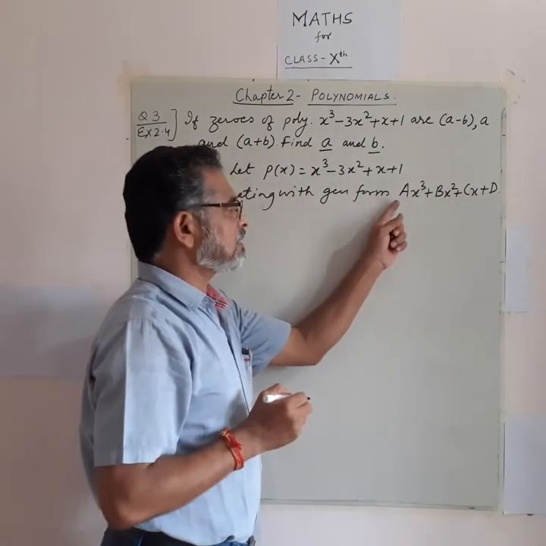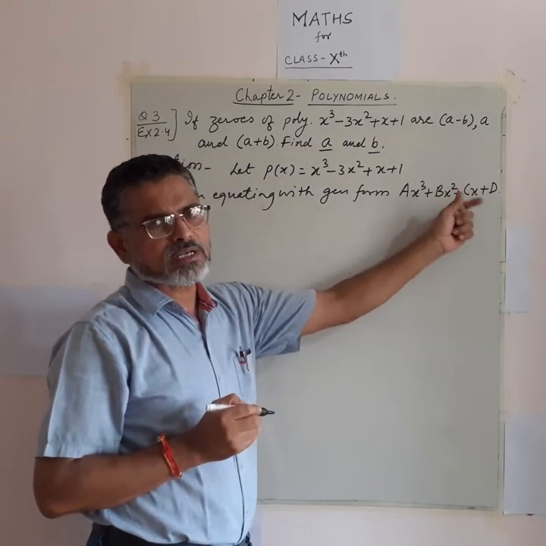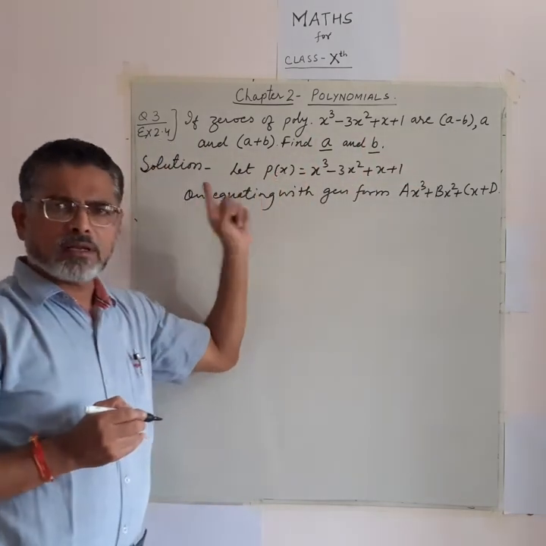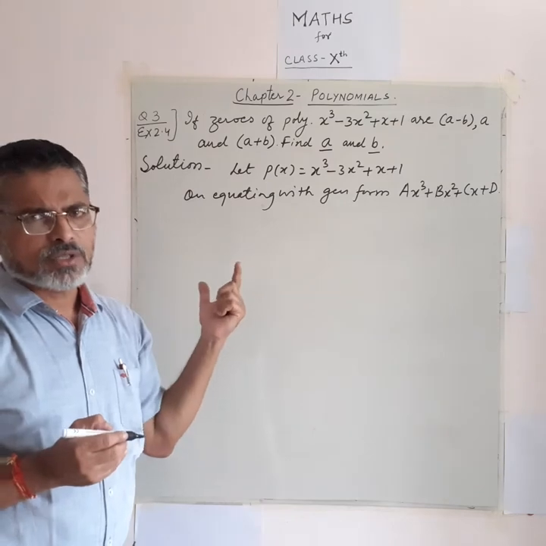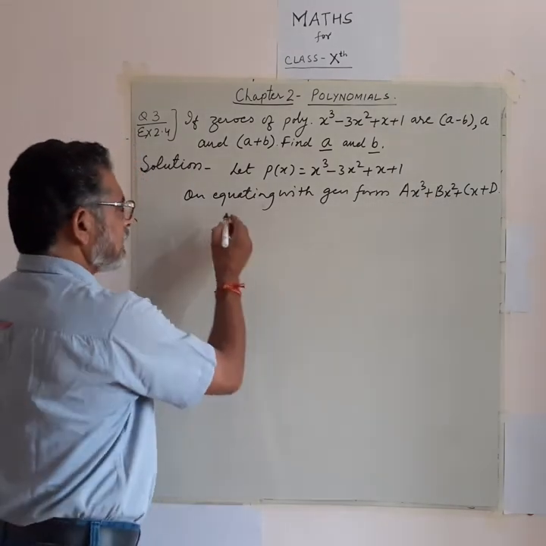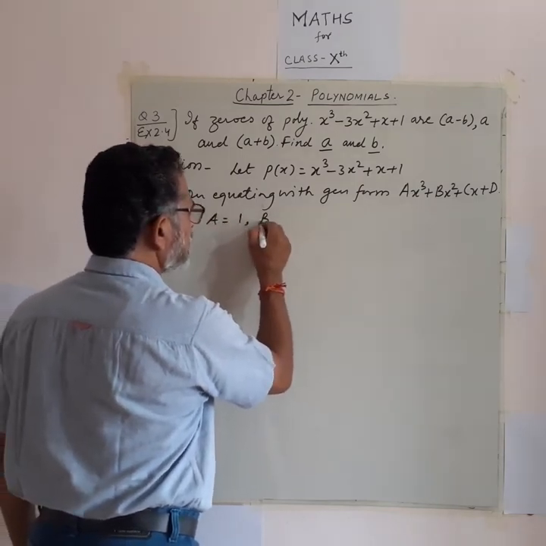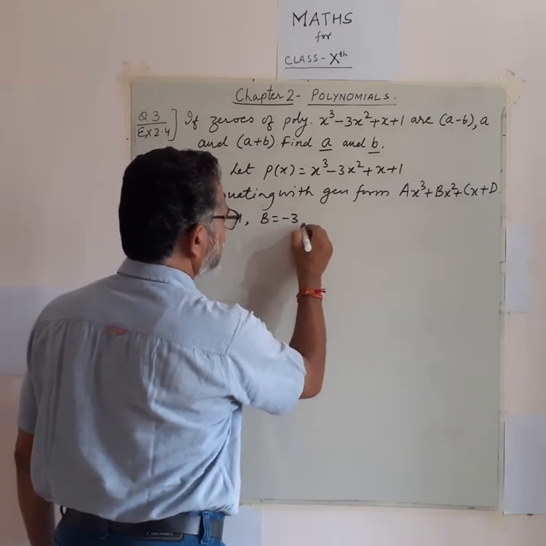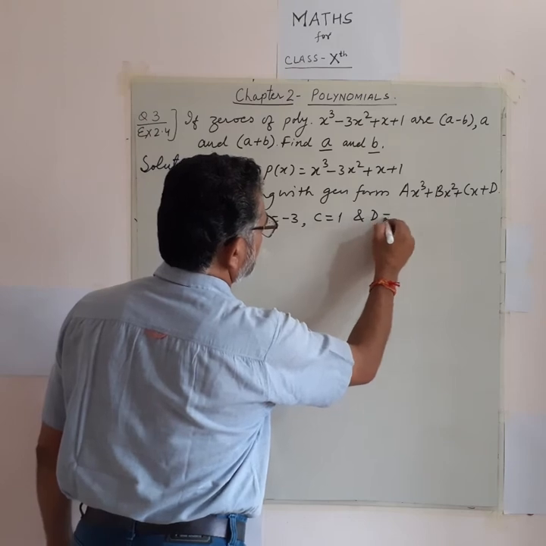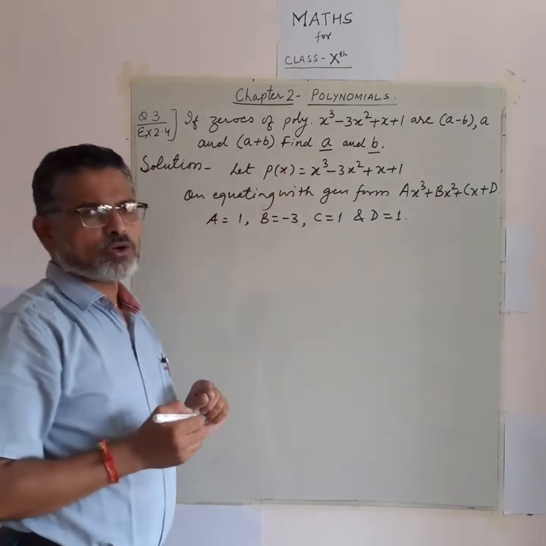Here we take capital letters, capital A, capital B, capital C and capital D, as the coefficients, because in the question a and b are given as zeros. So to make a difference between these, the coefficient A of x cube is 1, B is minus 3, C is 1 and capital D is 1. So we get the coefficients of the polynomial.